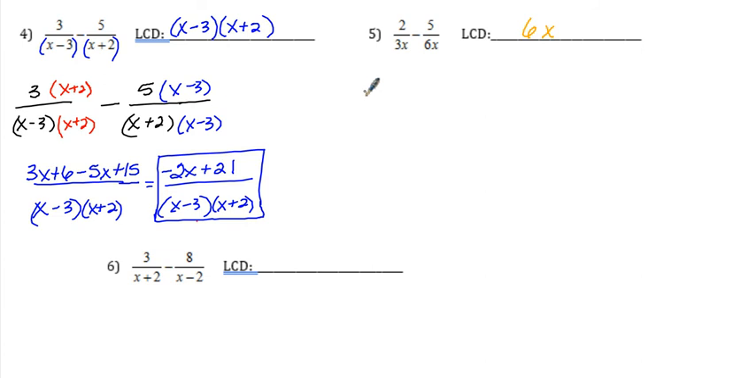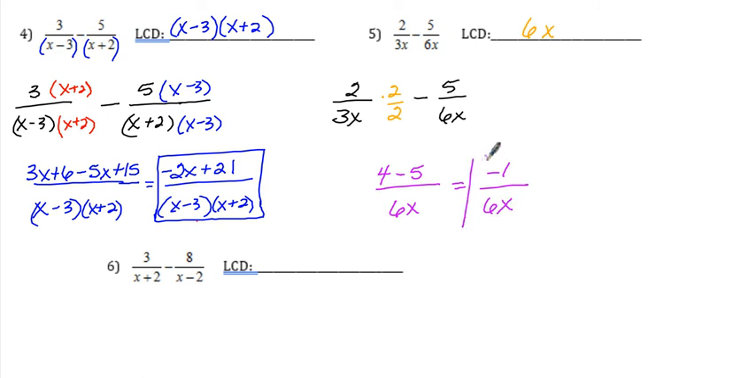So again, let's see who's missing what. 2 over 3x. In order to get to the common denominator, I'm going to need to multiply by 2 over 2. The minus 5 over 6x already has the common denominator, so there's nothing to do there. So now that I have both of these multiplied out, I can go ahead and combine them over one single common denominator and figure out what I've got. I've got 2 times 2, which is 4, minus 5. So my final is negative 1 over 6x.